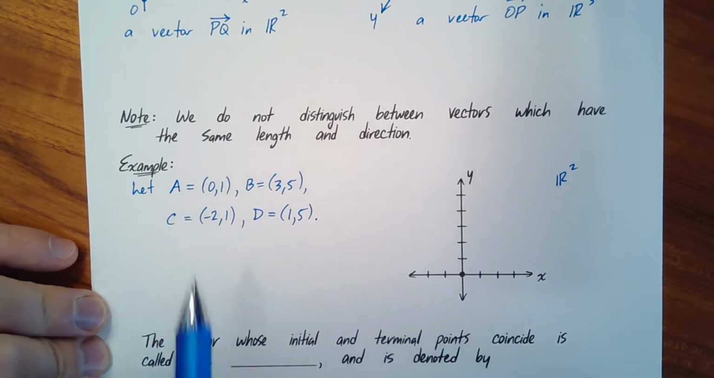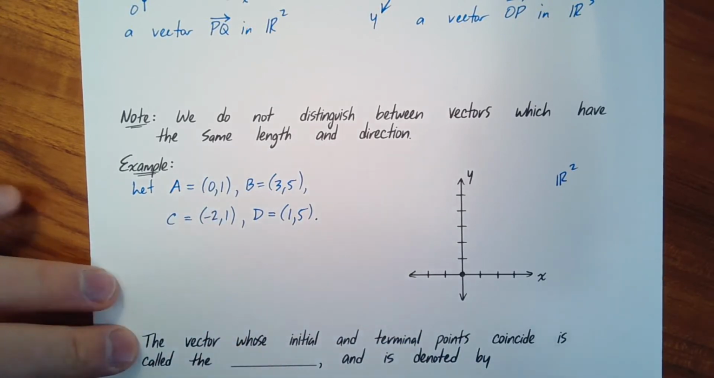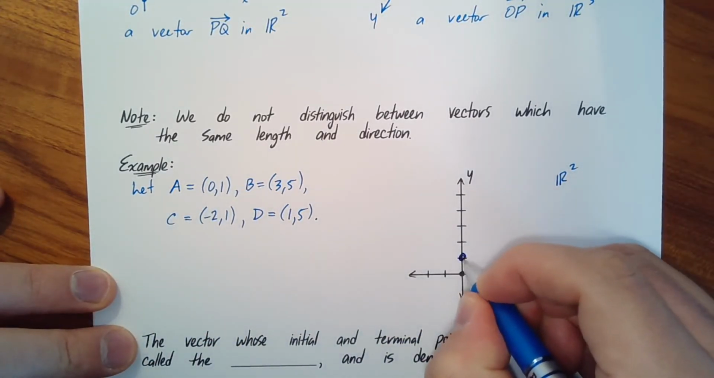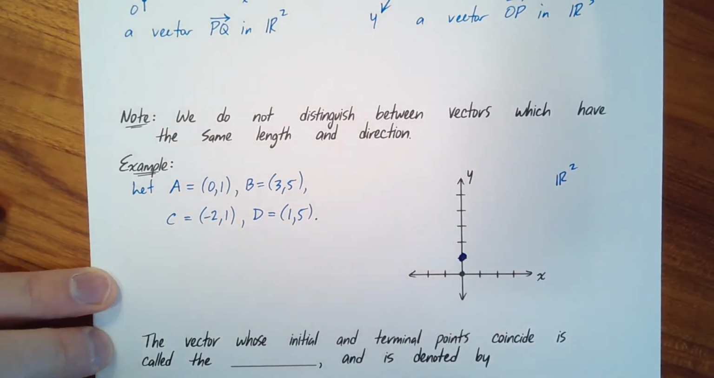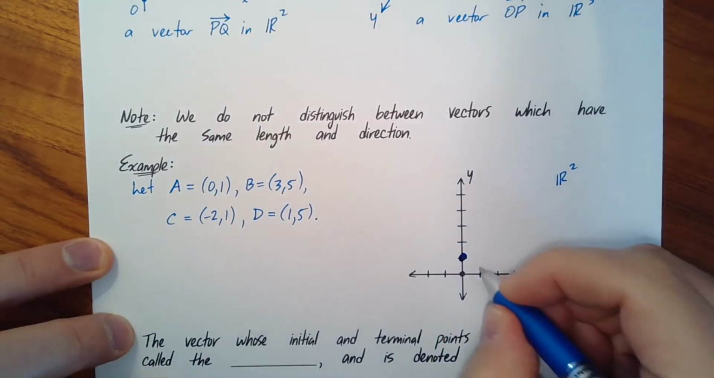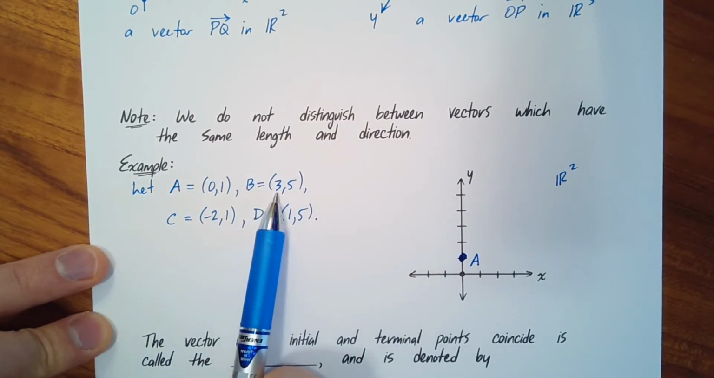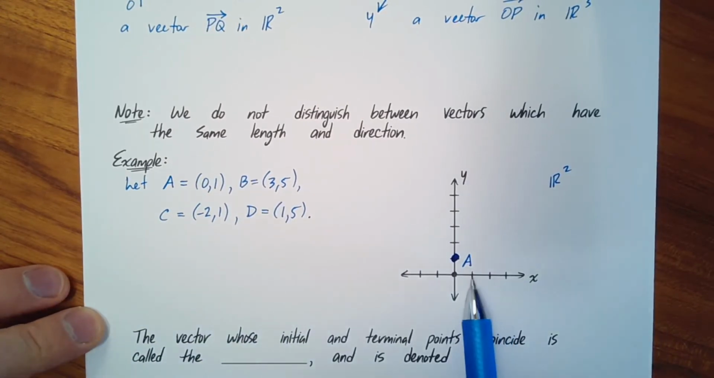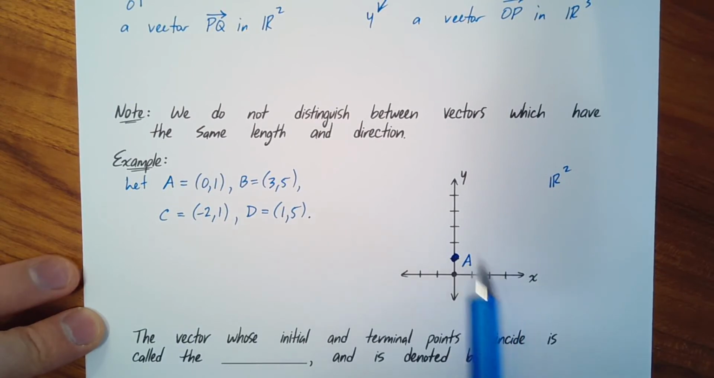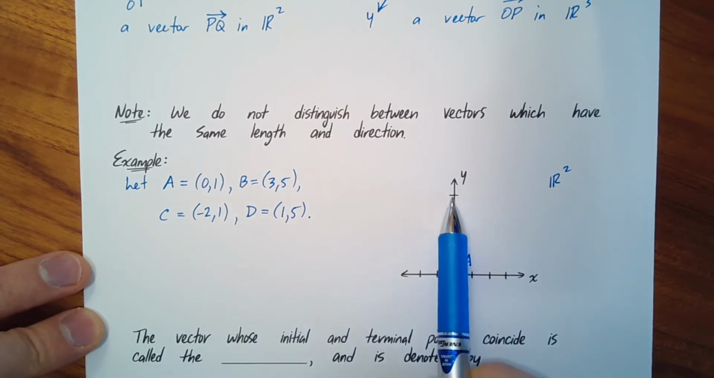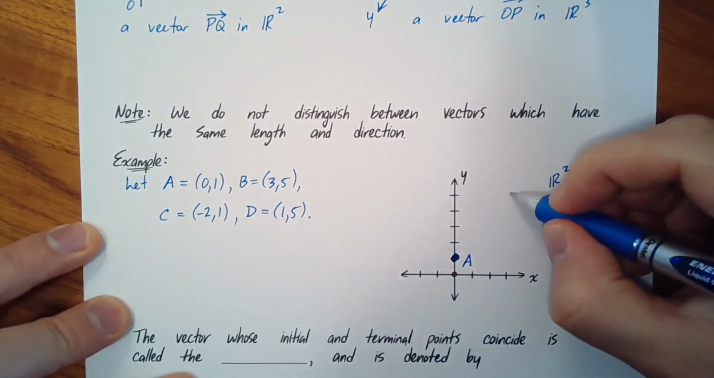So let's plot these points for starters. A, (0, 1), well, that's this point here, right? It has an X coordinate of 0 and a Y coordinate of 1. So that's the point A. The point B has an X coordinate of 3 and a Y coordinate of 5. So the X coordinate is 3 here, Y coordinate 1, 2, 3, 4, 5, and that'll put us up here.